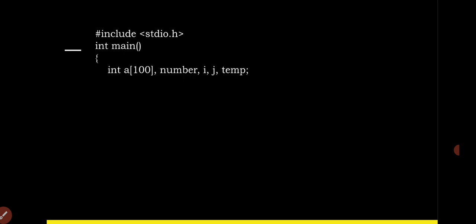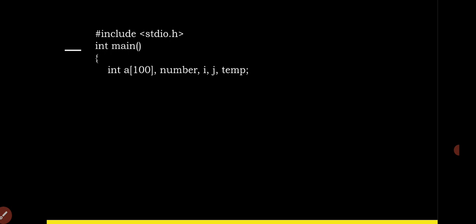Now let us see how the program code goes. As usual, include stdio.h for standard input output. We have started the C program, and then into main, the program starts, and now we are declaring the variables: integer a of 100, number, i, j and temp. a of 100 is the array of elements, number is the size of the array, and i, j, temp are the variables used in the interchanging and looping process.